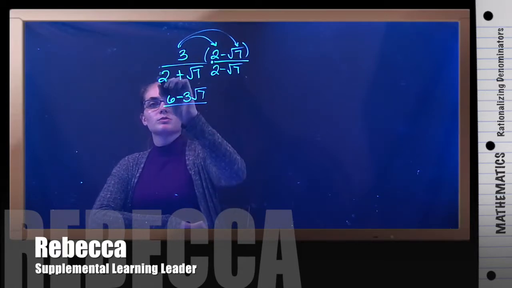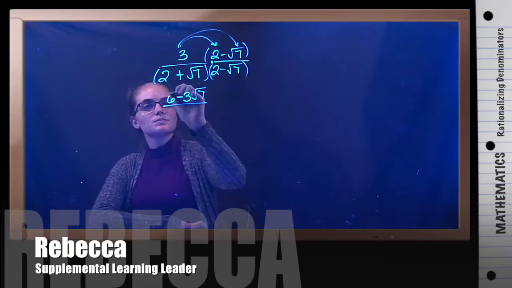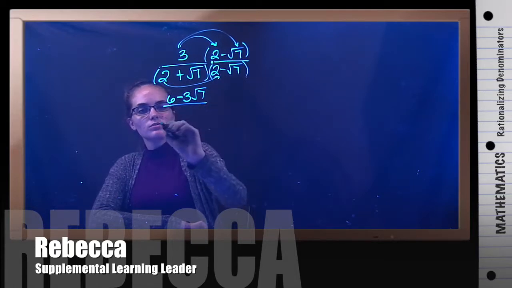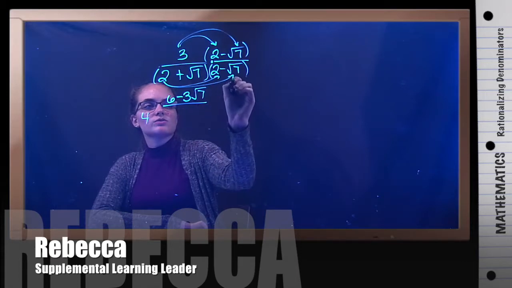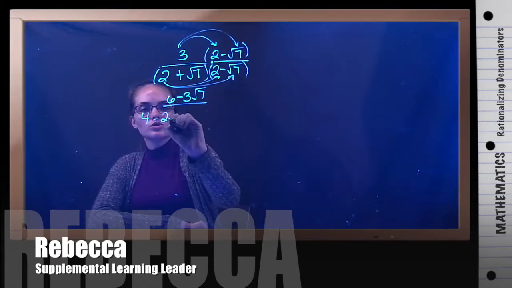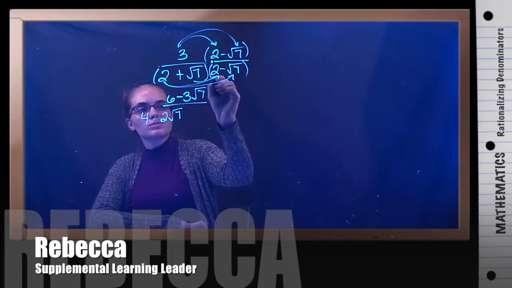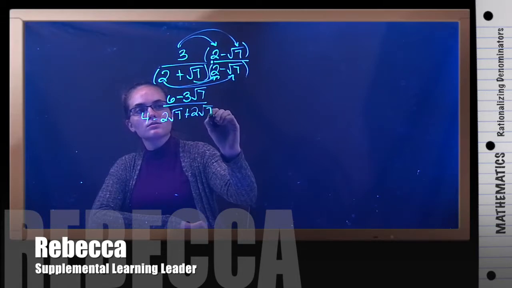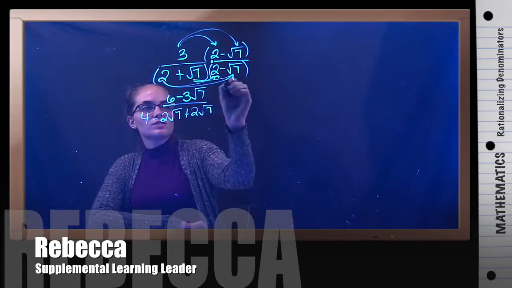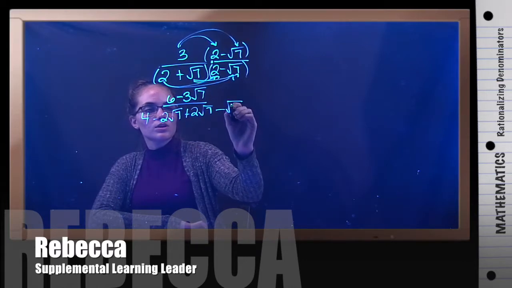And now I'm going to multiply the bottom. I'm going to give them parentheses so that we know we have to FOIL. 2 times 2 is 4. 2 times negative square root of 7 is negative 2 square root of 7. And then square root of 7 times 2 is 2 square root of 7. And then square root of 7 times negative square root of 7 is negative square root of 49.